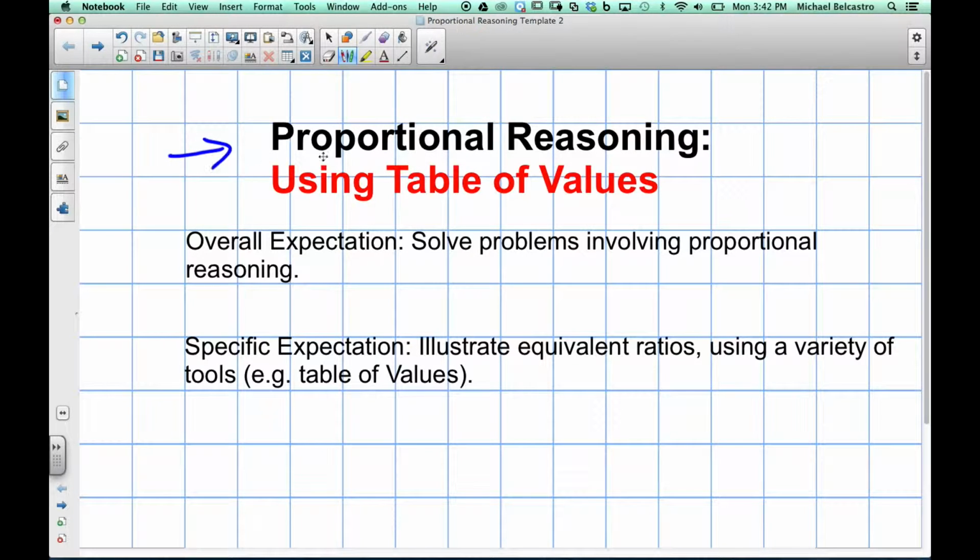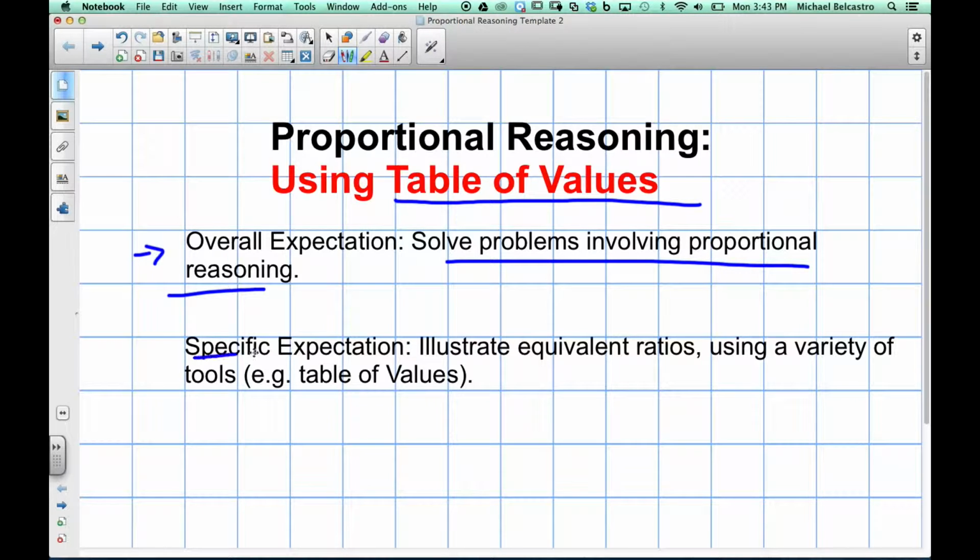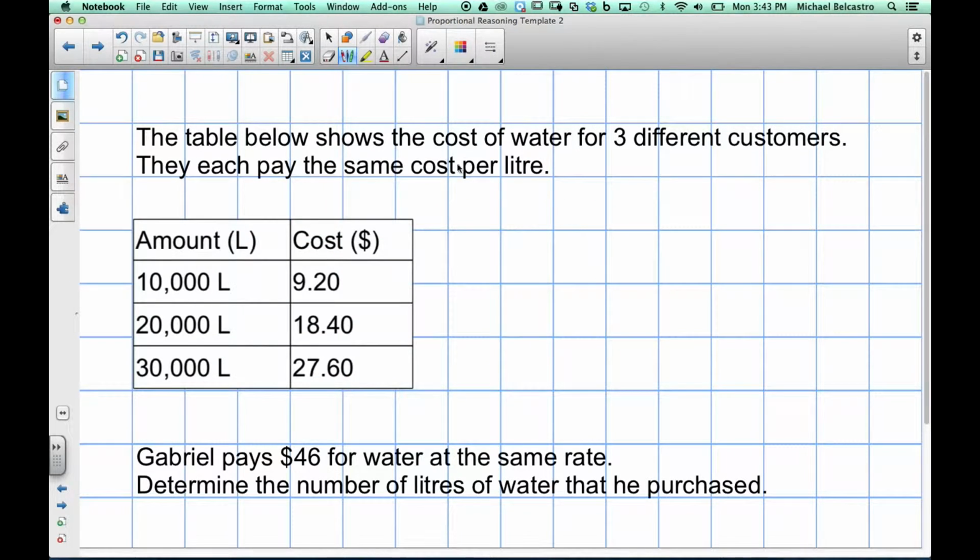We're going to be solving questions today using proportional reasoning, and the method that we'll use is looking at a table of values. The overall expectation is solving problems involving proportional reasoning, and our specific expectation is to illustrate equivalent ratios using a variety of tools. And in our example, it is a table of values. So let's go to our question here.